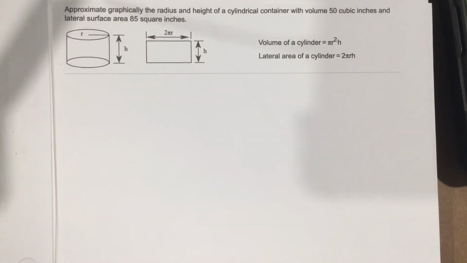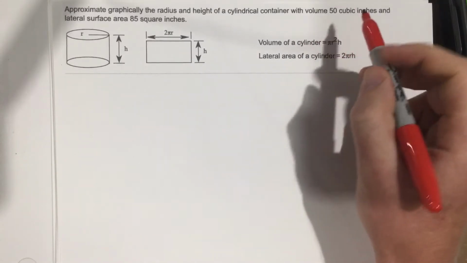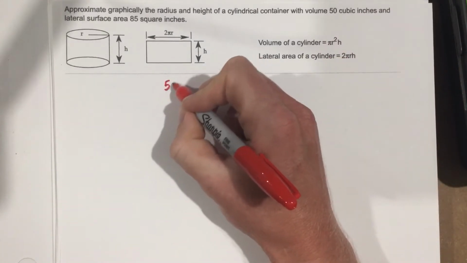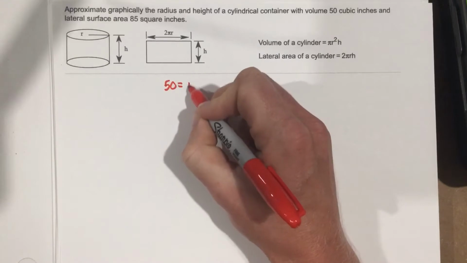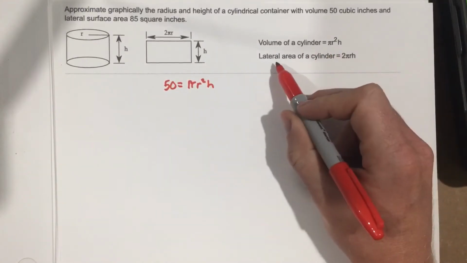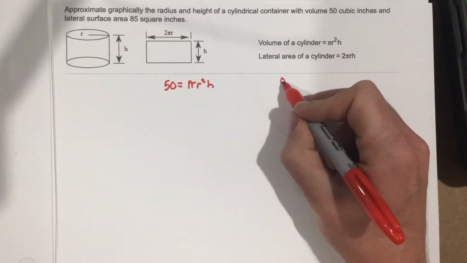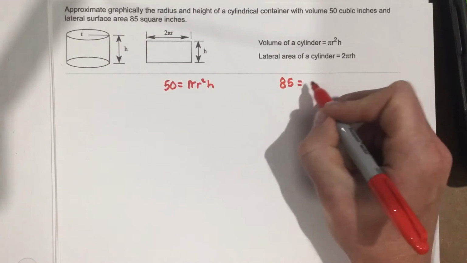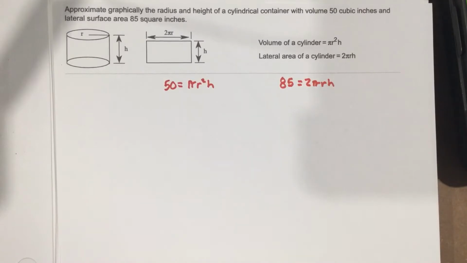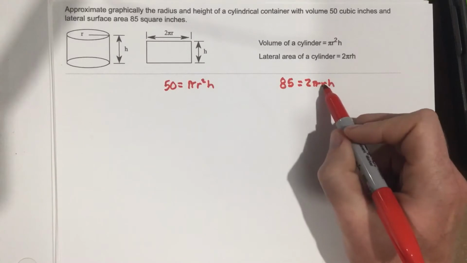So let's go ahead and write out our equations. Volume of a cylinder equals pi r squared h. We know the volume is 50, so we have one equation, 50 equals pi r squared h, and another one, the lateral area of a cylinder, which is 85 equals 2 pi r h. Now notice that in one equation we've got r squared, and in the other we have r.